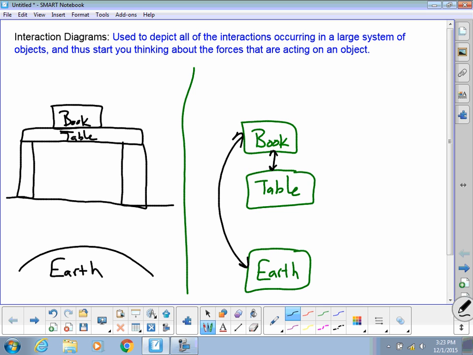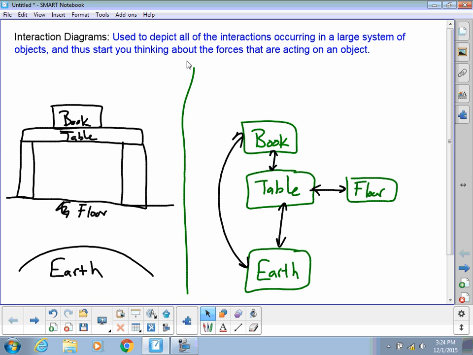And then, of course, the table would also be interacting with the earth. Okay. We could, even if we wanted to get even more into analyzing this thing here, we could say the floor is maybe involved. And so we could put the floor over here. And there's an interaction between those two because the table sits on the floor. And so we have all of these interactions.